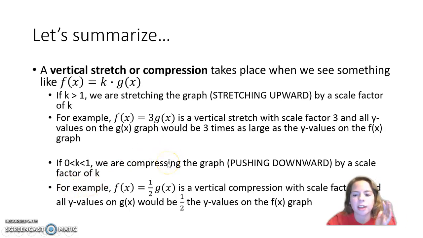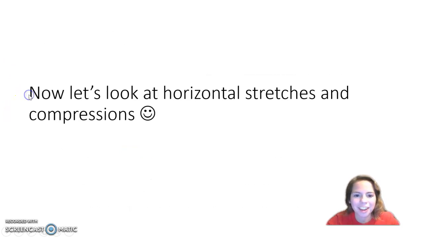And again, that k value is multiplied by the function value. So the k value is getting multiplied by the y value. So that's why the y value is affected. Let's take a look now at our horizontal stretches and compressions. Obviously we know horizontal has more to do with left and right and, of course, the x values.